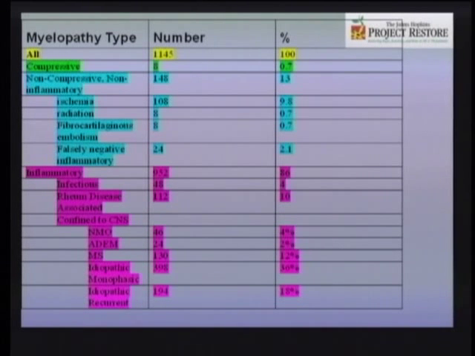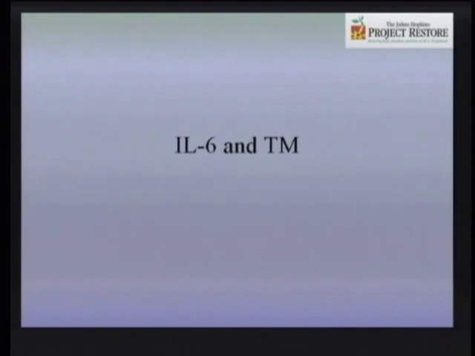What kind? Was it compressive? Was it non-compressive, but also non-inflammatory? And if it was inflammatory, what type? Infectious, associated with a rheumatologic disorder, et cetera. And so this has allowed us to really understand each of these subgroups of transverse myelitis, and we focused on, for the sake of understanding the pathogenesis, the idiopathic group.